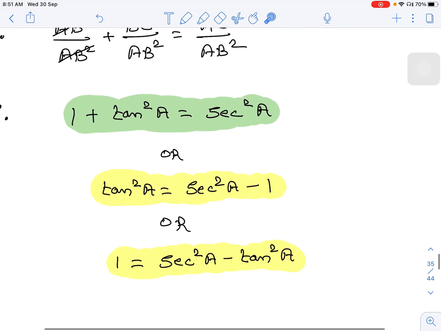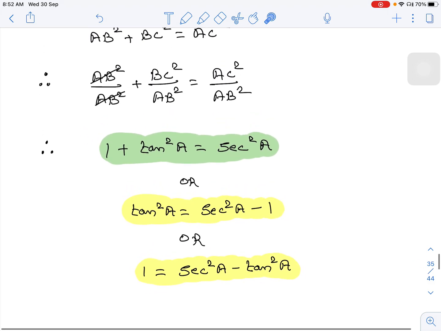Now from this one formula we can derive two more formulas. First step, keep this tan square A here only, change the side of this 1. So if it goes on the other side, you will get tan square A equals sec square A minus 1. Next condition, keep this 1 over here, change the side of this tan square A, so you get 1 equals sec square A minus tan square A. So this is our second identity.